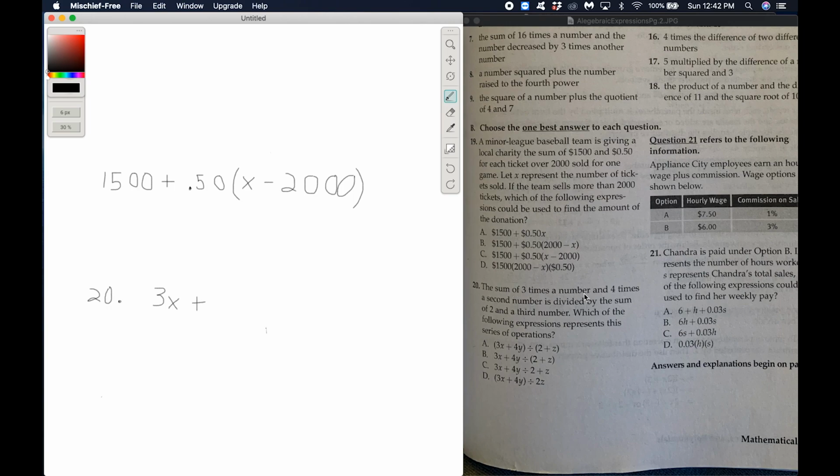The sum of 3 times the number and 4 times the second number. So 4 times y. Now, let's see. So 4 times the second number is divided by the sum of 2 and a third number. So it's divided by the sum of 2, and, which is plus, well, no, the sum is plus. This "and" here is just completing the sentence: 2 and another number, which we do not know. So we need to use a third variable, which will be z.